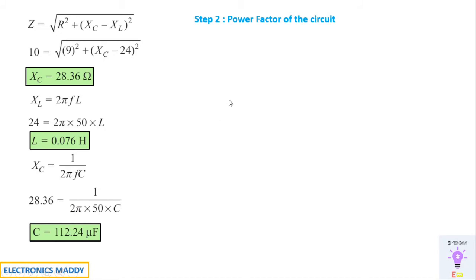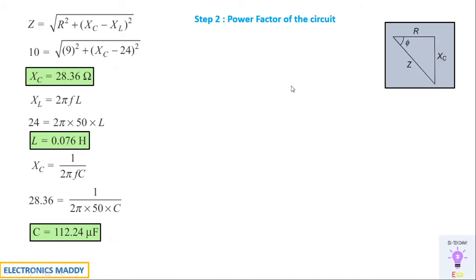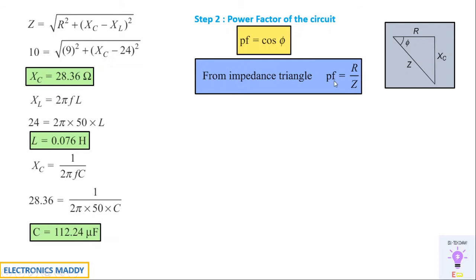Our next step is to find the power factor of the circuit. So how do we find the power factor of the circuit? I am considering an impedance triangle. So from here you can write cos phi is equal to, power factor is defined as the cos of the phase difference between the current and voltage. So power factor is equal to cos phi. So from the impedance triangle, can we write power factor as equal to R by Z? So cos phi is equal to R by Z. So that is why I've written it in this particular fashion. Once that is done, substituting the value of R and Z, you will be getting 0.9.